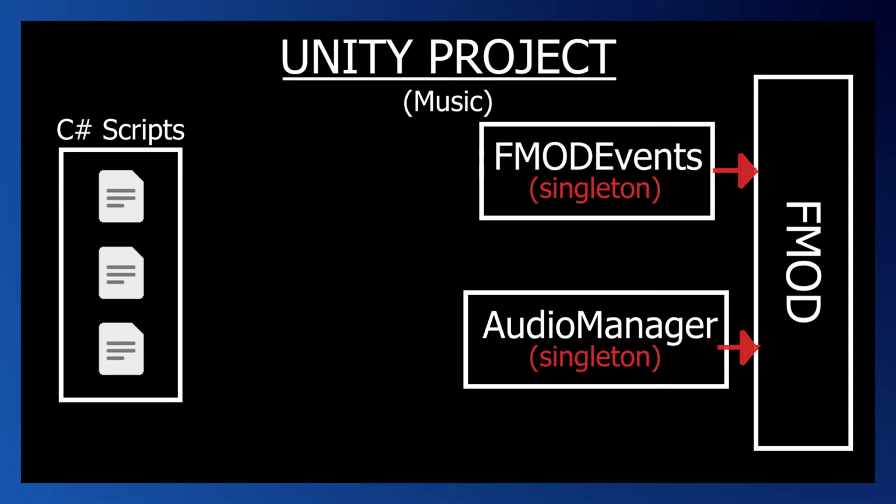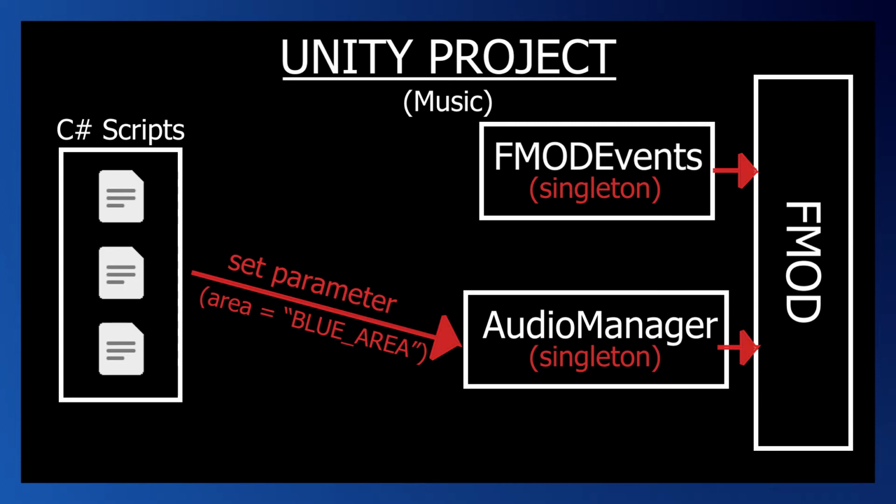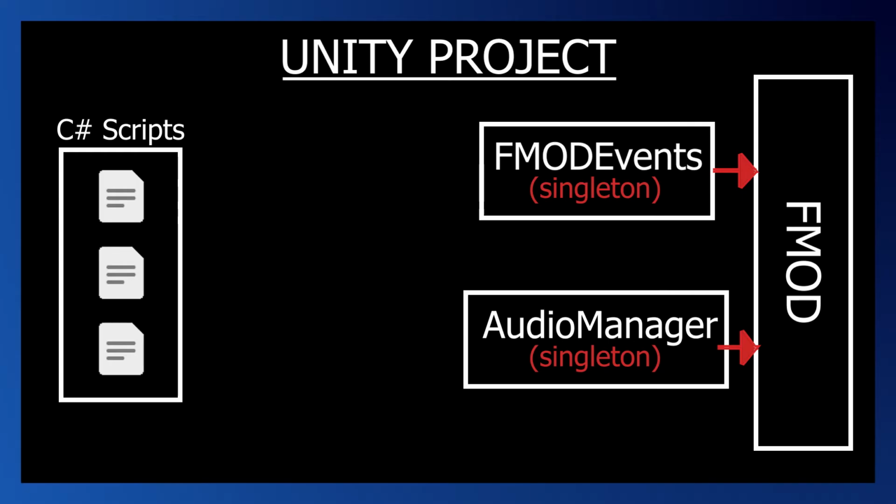Then for music, it's going to be the exact same as we did for ambience, except we'll use a string parameter to separate out different music tracks, and the trigger area will allow us to switch between those tracks by changing that parameter. As for how we transition between those tracks, like crossfading them for example, we'll handle all of that on the FMOD side.